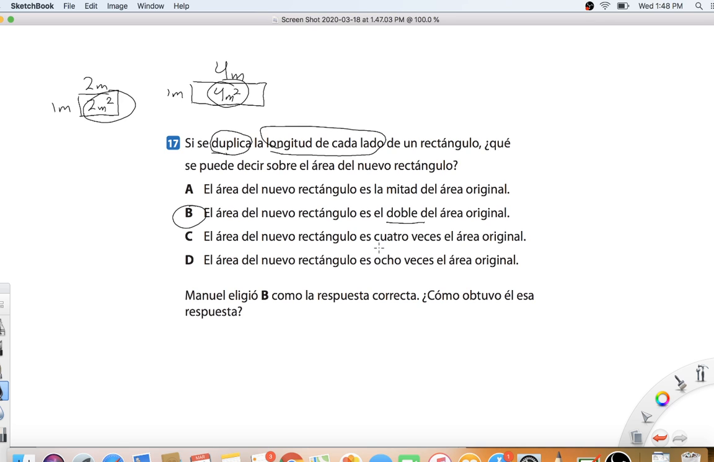El área del rectángulo es 4 veces, no, porque 2 por 4 es 8 y es 8 veces el área original. 8 por 2 es 16, así que la D no será la respuesta. Aquí dice, escogió B. ¿Cómo obtuvo la respuesta? Obviamente puedes enseñar ese tipo de trabajo si quieres como yo, o puedes poner tu propia descripción de cómo lo averiguaste.